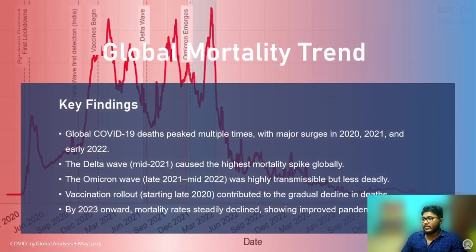The key findings: deaths peaked multiple times, with major surges in 2020, 2021 and early 2022. The Delta wave caused the highest mortality spike globally. The Omicron wave was highly transmissible but less deadly. Vaccination rollout contributed to the gradual decline in deaths. By 2023 onward, mortality rates steadily declined, showing improved pandemic control.